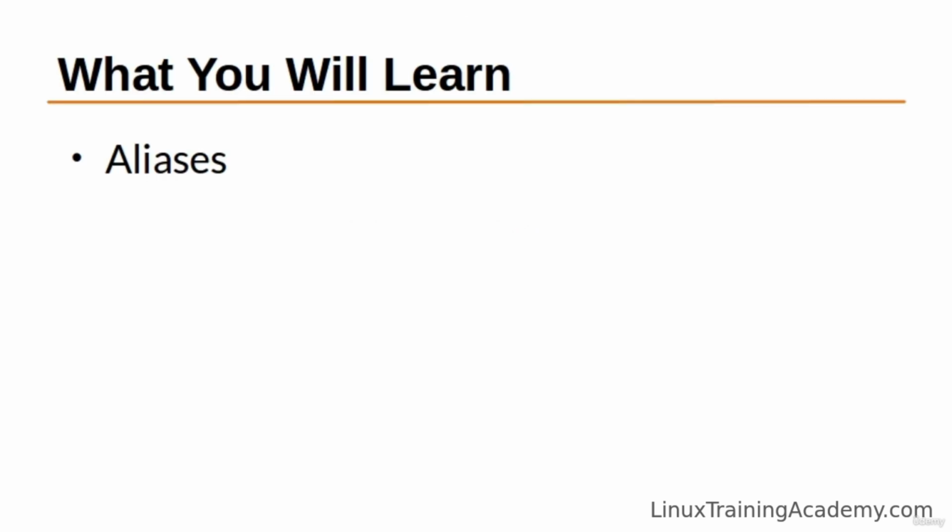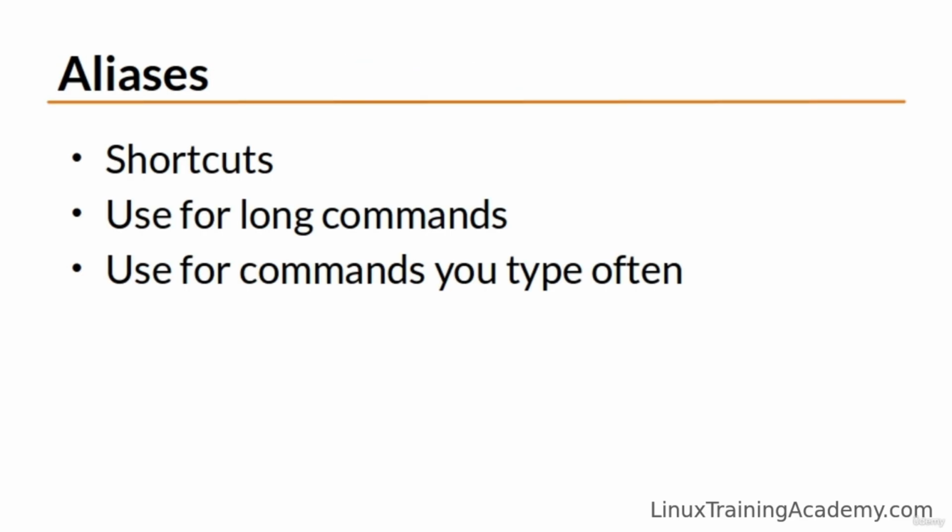This lesson covers creating, deleting, and persisting aliases. If you find yourself typing the same command over and over again, you can create a shortcut for it called an alias. An alias can be thought of as a text expander. Creating aliases for commands that are really long or that you use often is a common practice. For example, if you type ls -l frequently, you may want to abbreviate it to ll.